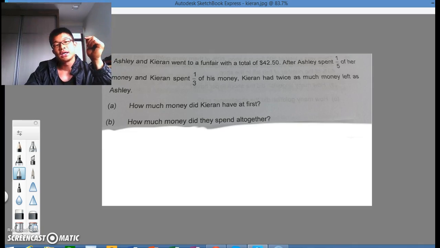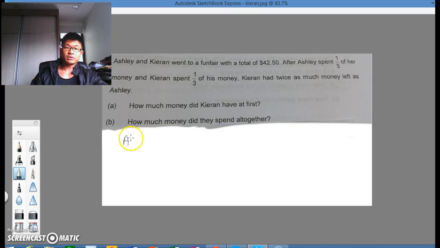Anyway, Ashley and Kieran went to a fun fair with a total of this amount of money. After Ashley spent 1/5 of her money and Kieran spent 1/3 of his money, Kieran had twice as much money. So the key here is to draw a comparison model between Ashley and Kieran. If Ashley spent 1/5, then Ashley should have 4 units left. So we go 1, 2, 3, and 4.